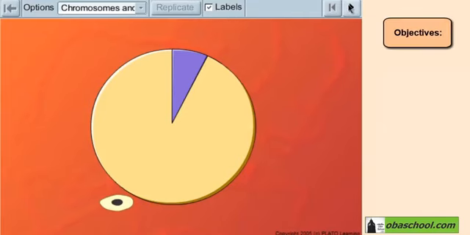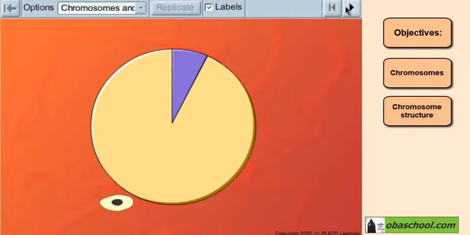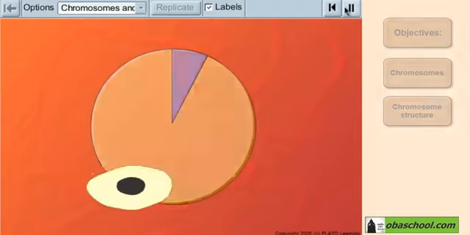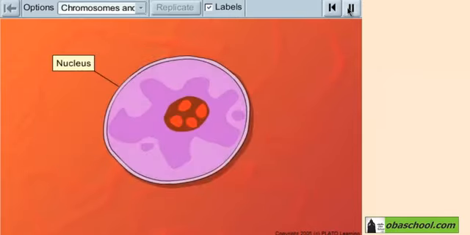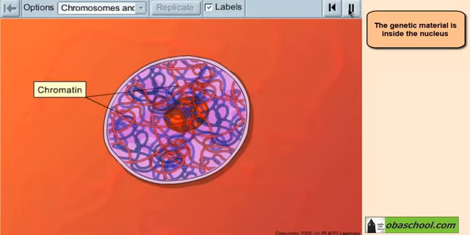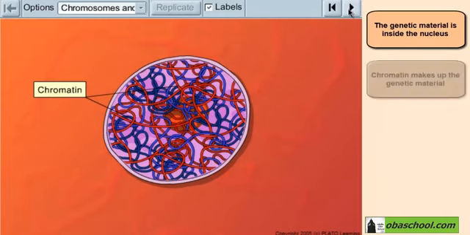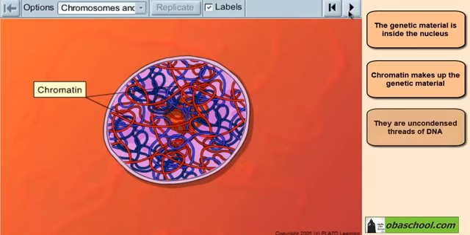We are going to look at chromosomes and chromatids, and we will see the structure of chromosomes in general. This is a cell. If we go inside the nucleus, we can see the genetic material. The genetic material is made of chromatin. Chromatin are threads before they condense and replicate and become chromosomes.